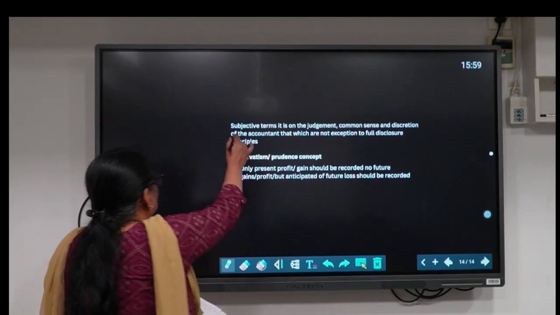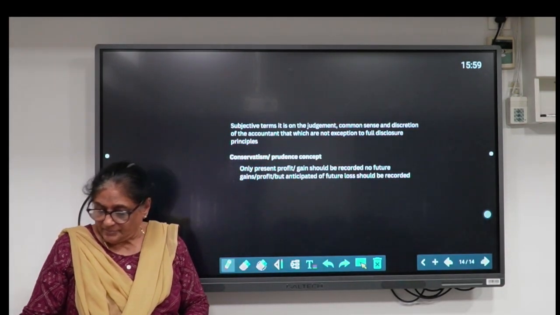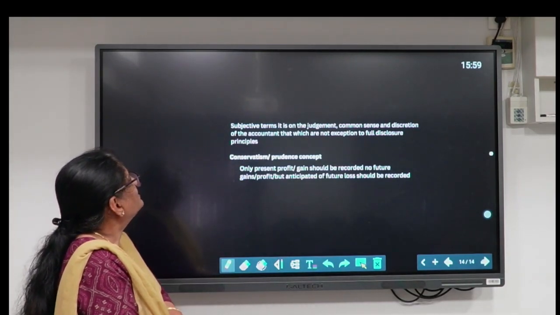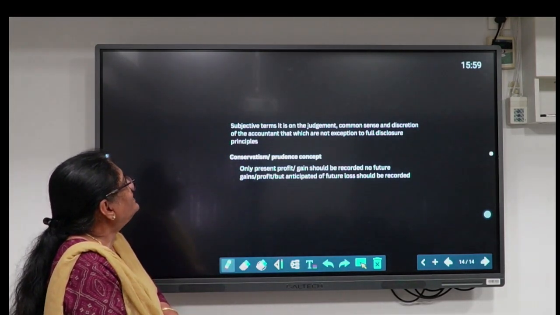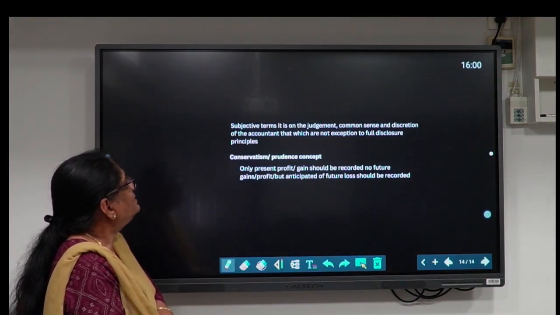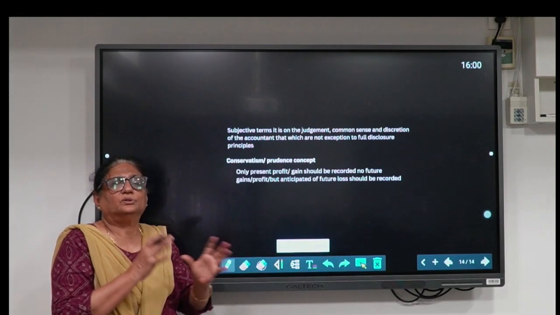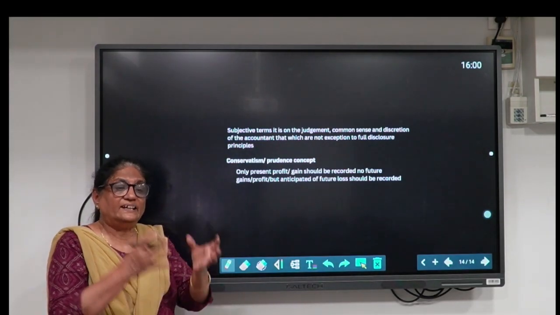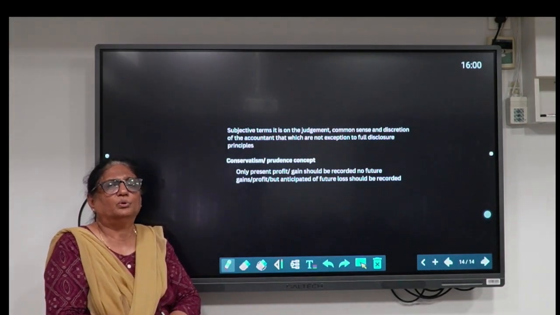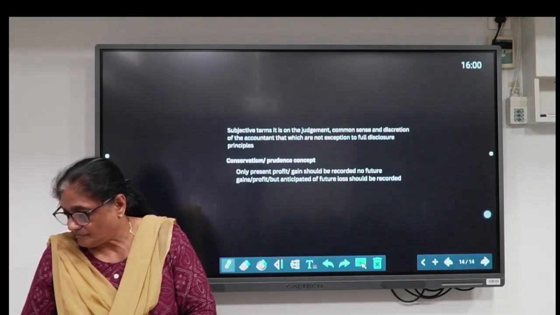Materiality concept, continuation. Materiality concept is subject to terms, it is not on the judgment, common sense and discretion of the accountant, that which is not an exception to full disclosure principles. So the accountant should be smart enough. What materiality he has to disclose, only that he has to put into the books of accounts. That is the rule for that.